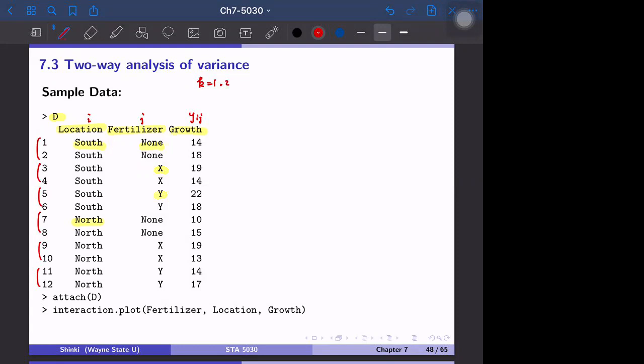So I would say this is alpha ijk. Maybe we can write that we use X, so the Xijk is equal to X111, and this is X112, up to X232. So we have 12 observations. And at first, we will see whether this location and the fertilizer have interaction or not.